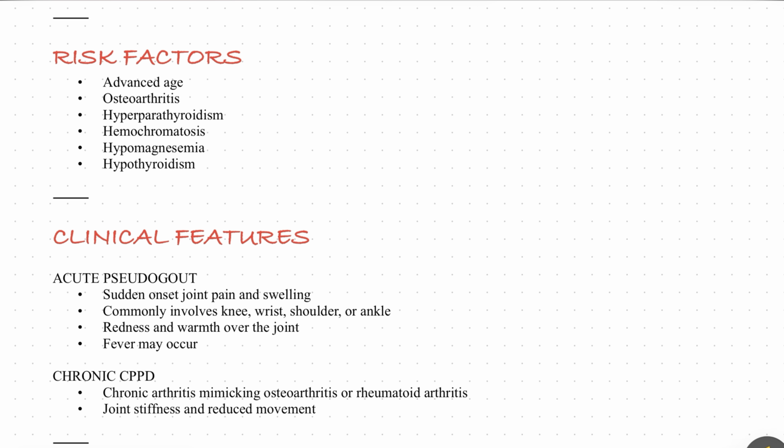Then coming to risk factors: advanced age, osteoarthritis, hyperparathyroidism, hemochromatosis, hypomagnesemia, then hypothyroidism. Risk factors are completely different from gout. If you have not watched gout, go and watch it. After this video you will be able to differentiate both, and I'll be making a separate video differentiating between gout and pseudogout. You can go and watch it if it is uploaded.